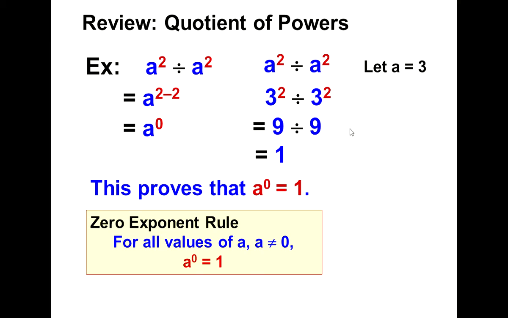This gives us a zero exponent rule. For all values of a except 0, a cannot be 0, a to the 0 power is equal to 1. So in other words, if I raise negative 3 to the 0 power, I get 1. If I take 1 to the 0 power, I get 1. If I take 10 to the 0 power, I get 1. If I take 2,000 to the 0 power, I get 1. So it only works except 0 to the 0 power we cannot do, that is undefined.